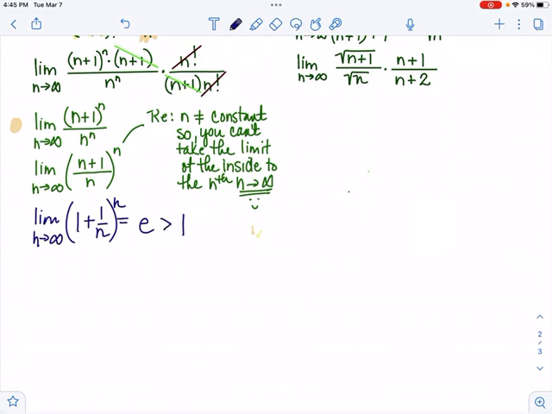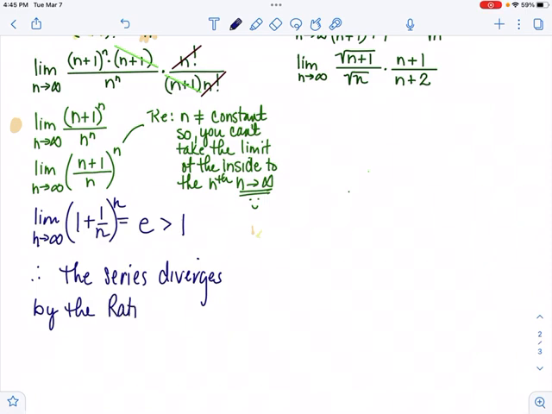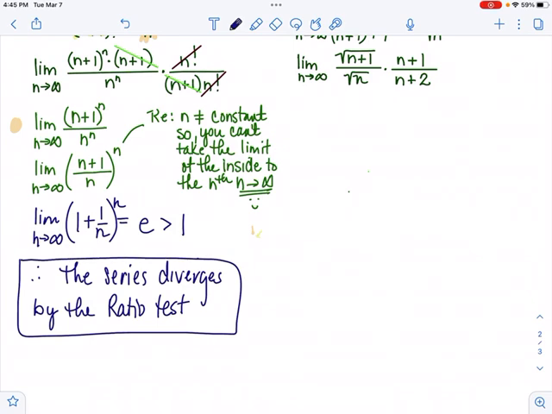Therefore, the series diverges by the ratio test. So the series diverges by the ratio test.